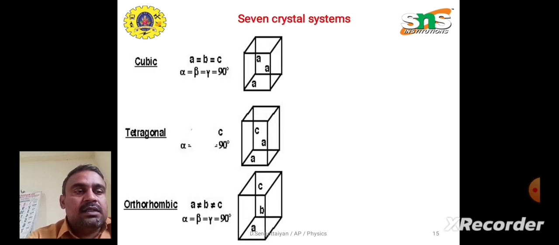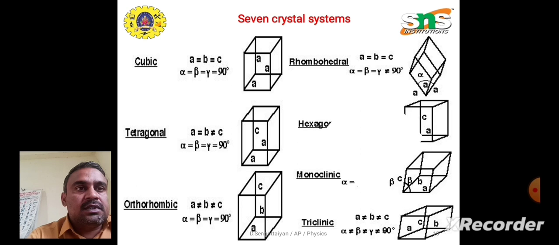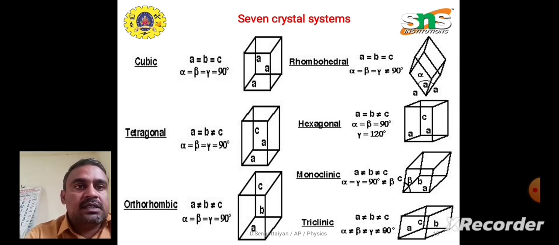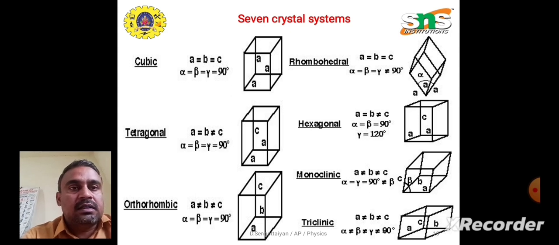So now the different types of crystal systems. The first one is cubic. The axial lengths of cubic are a equal to b equal to c, where a is the axial length of the x-axis, b of the y-axis, and c of the z-axis. So in the cubic system, a equals b equals c, all the axes are equal. Then alpha, beta, gamma are equal to 90 degrees in the cubic system.